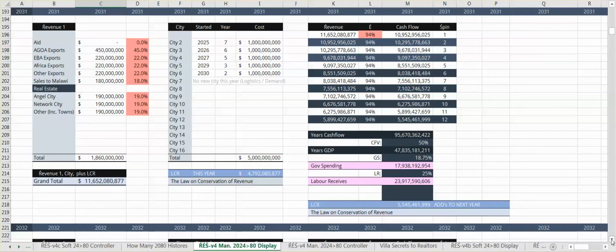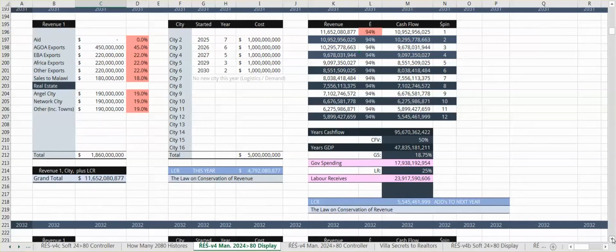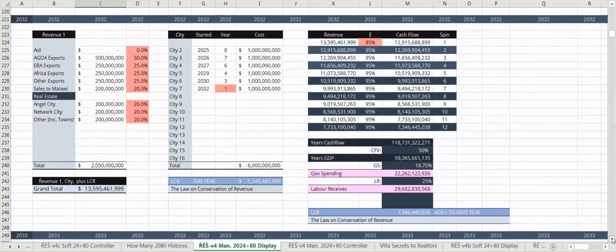By 2032, revenue is 13.6 billion, E is 95, and SPIN is 12. Cash flow 118 billion. 2032, revenue, efficiency, cash flow.